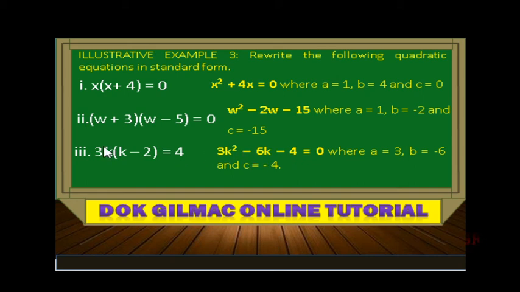So, 3k times the quantity k minus 2 equals 4 is simply the same as 3k squared minus 6k minus 4 equals 0. So, this given quadratic equation is now in standard form.